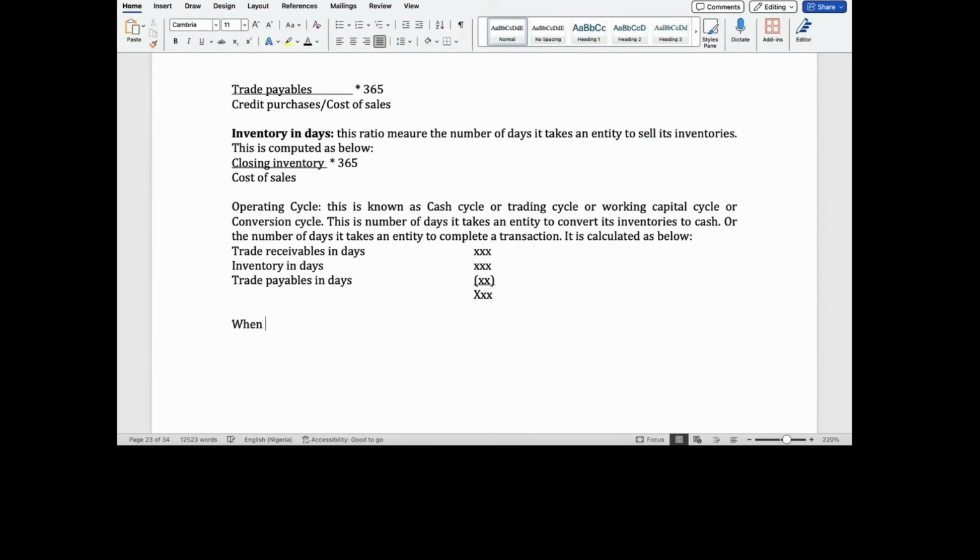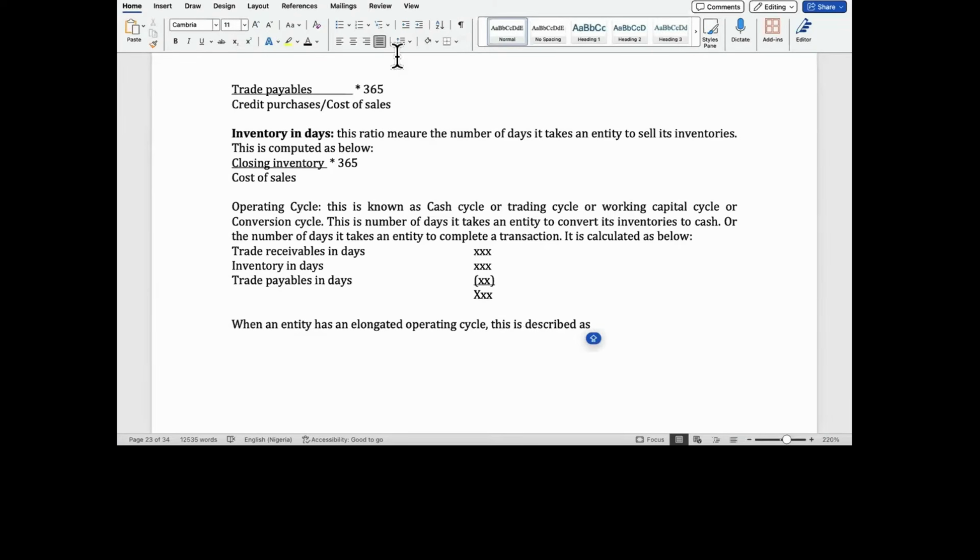So you know that when an entity has an elongated operating cycle, what's that called? When an entity has an elongated operating cycle, and this is described as what? Come tell me. When their operating cycle is too long, it's too long. That's a major problem.